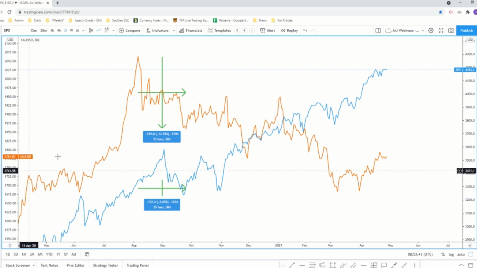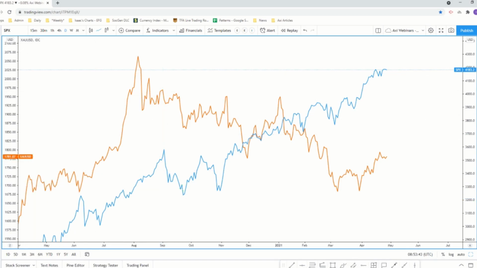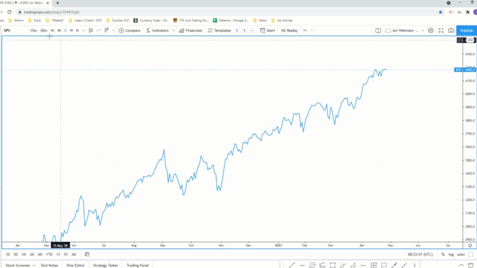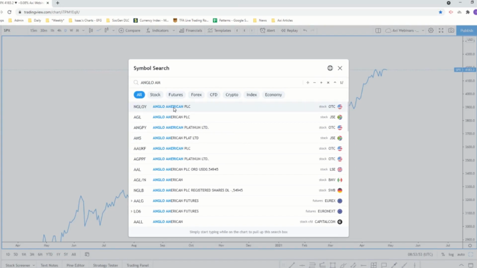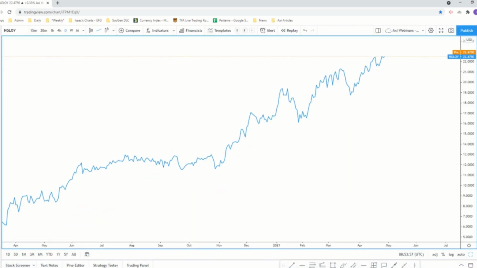Now let's do Narisha's request of Anglo-American and gold. I'm going to clear this orange chart, so I'm going to look for Anglo-American. It's probably Anglo-American PLC, right? So we have Anglo-American PLC, and what's that? Sorry, give me a moment.